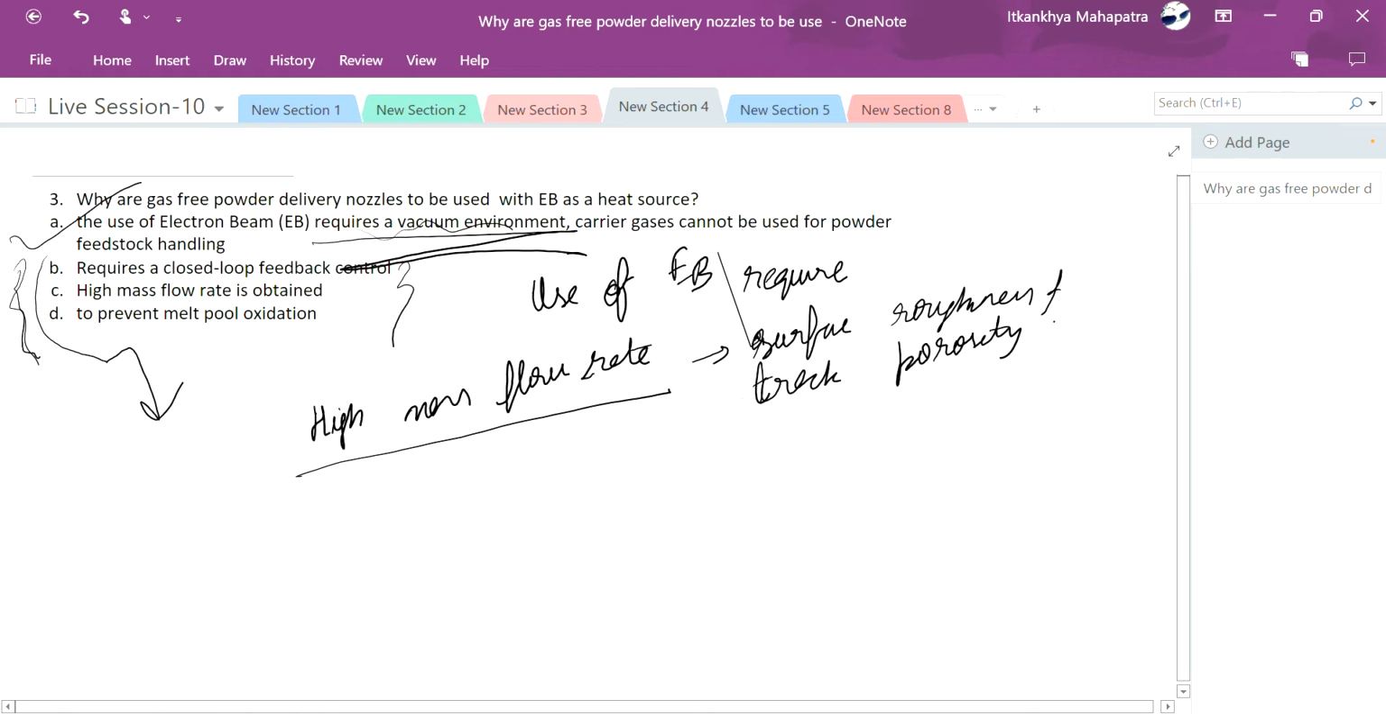And closed loop feedback control and mass flow rate, these are also some of the other features. I just want to confirm, is it audible to all?